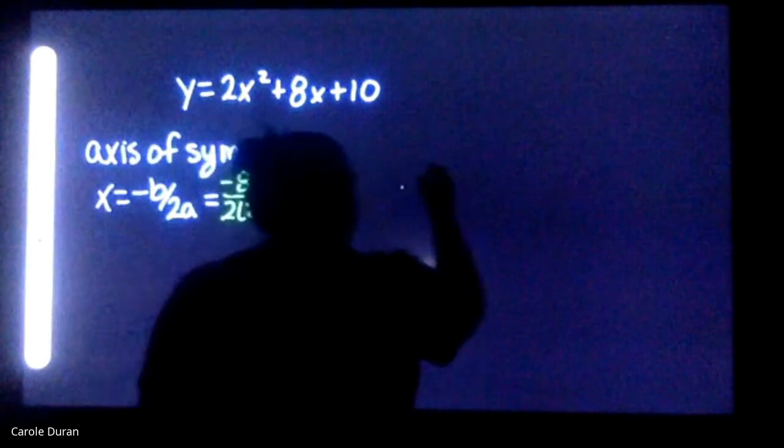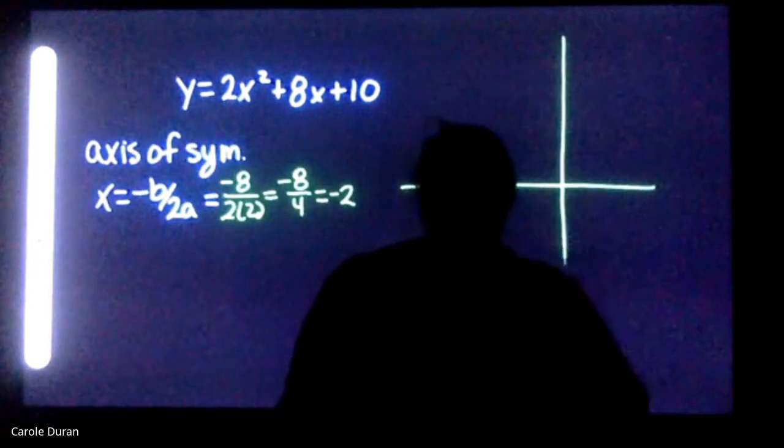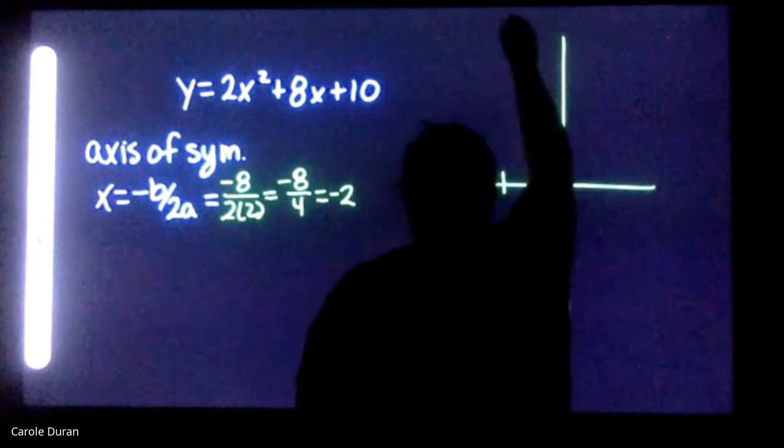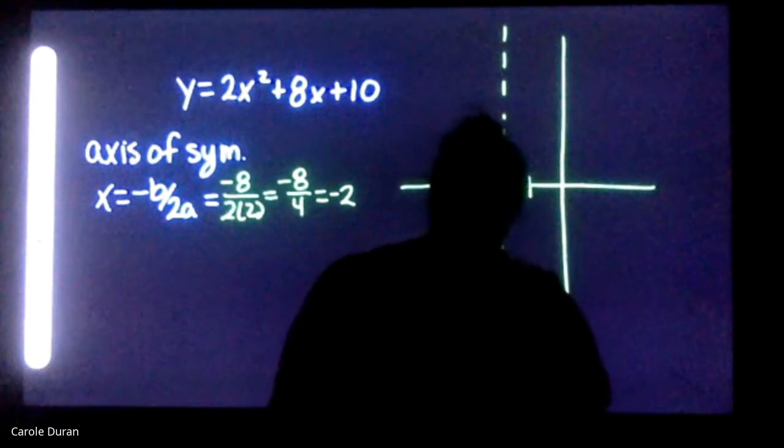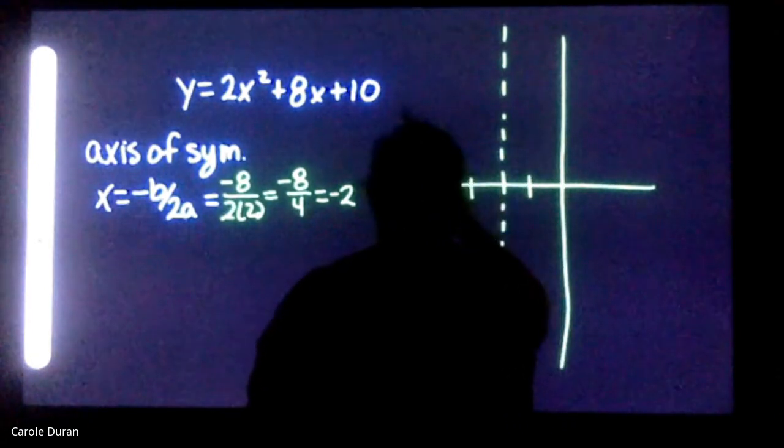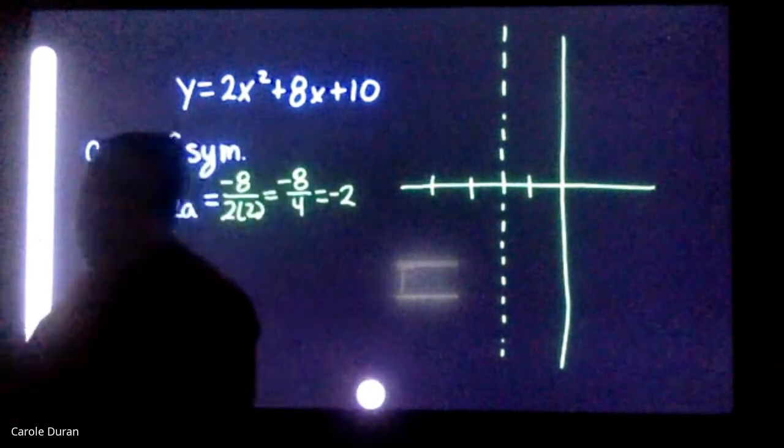So what I do is I go to my graph. I go to where x is equal to negative 2, and I put a dotted line. I always want to see that dotted line when we're talking about an axis of symmetry.